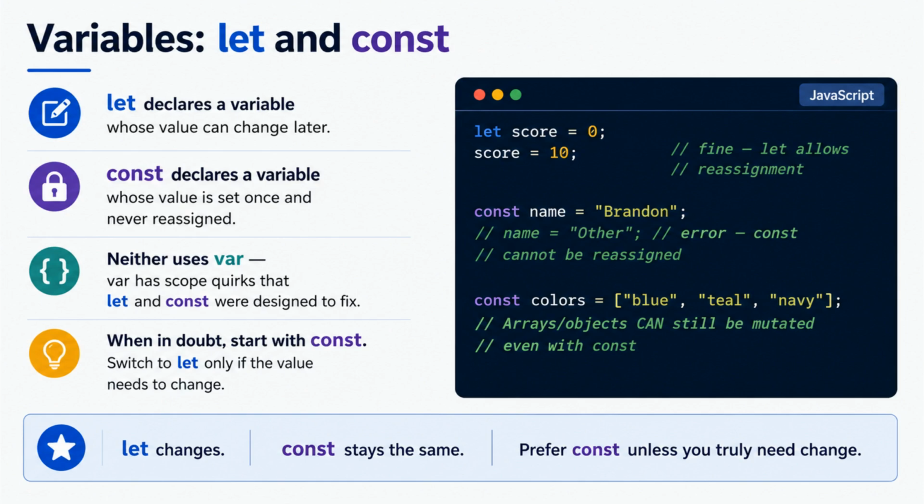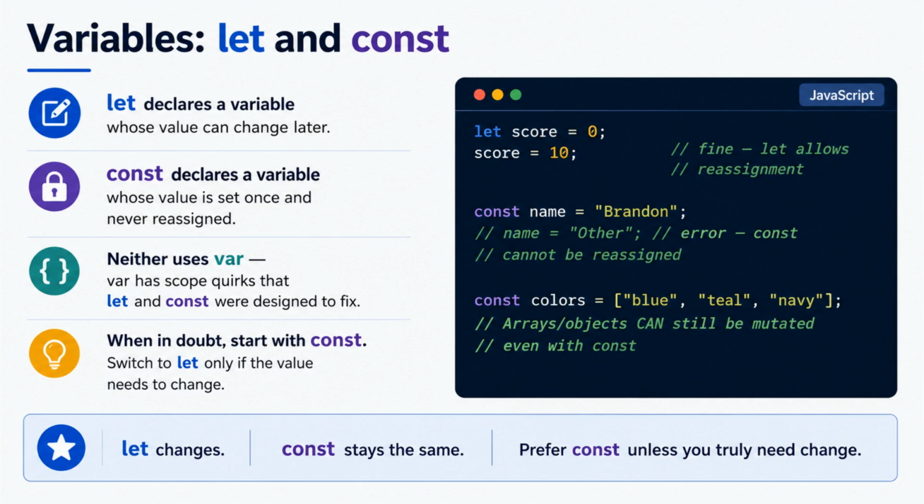Let declares a variable whose value can be reassigned later. Const declares a variable whose value is fixed at assignment and can't be changed. When in doubt, reach for const first. It communicates that the value doesn't change, and switching to let later is a one-word edit if needed.